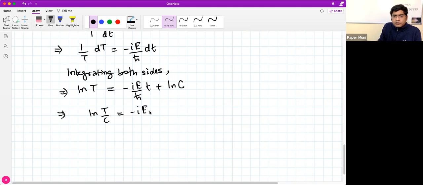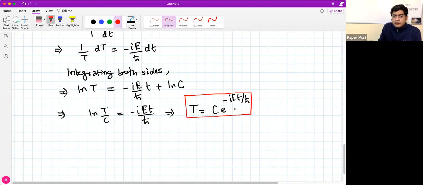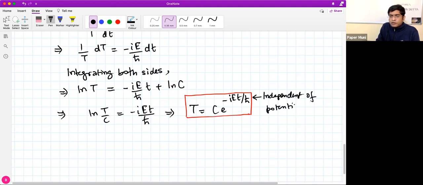So this is minus i E t by h cut. Now if we rearrange, what we'll get is T equals e to the power minus i E t by h cut. All right, now this one is what you should remember. Now this is the part of the wave function which is only dependent on time. Now you can see that this is independent of V as well. There is no mention of V, it is independent of the potential V x.